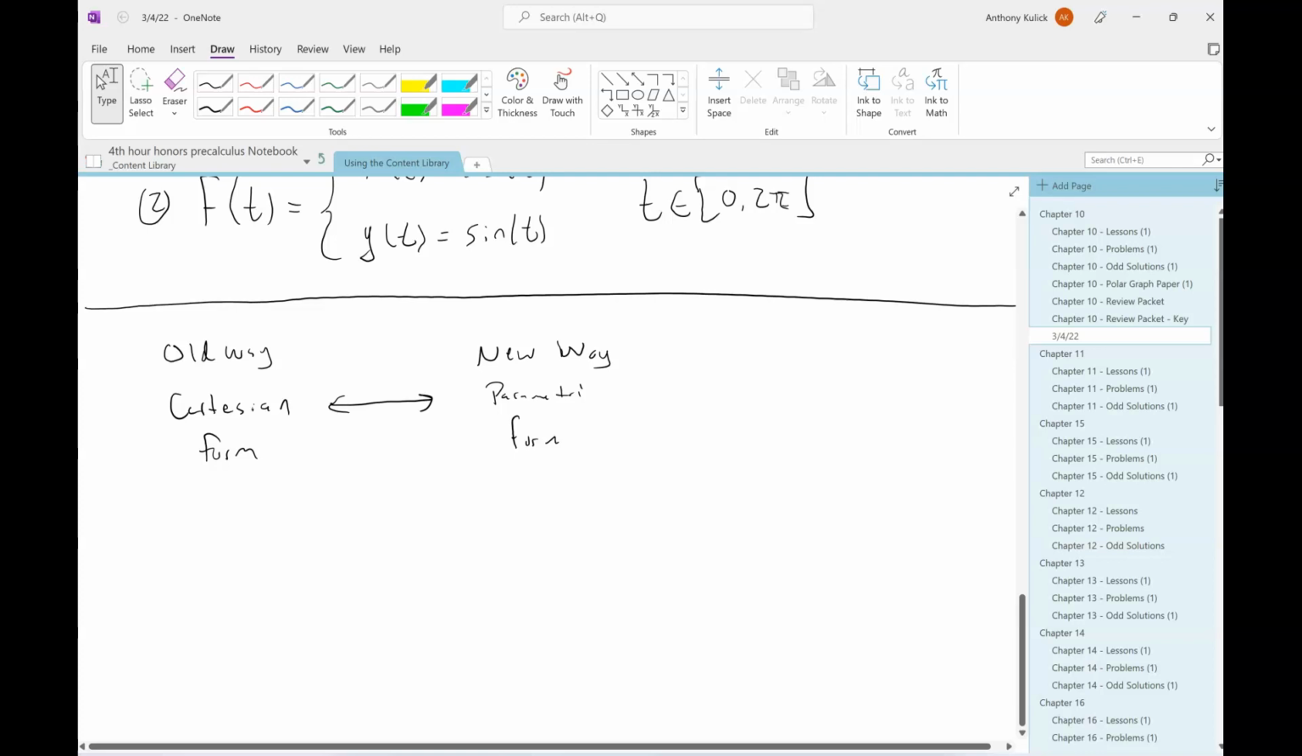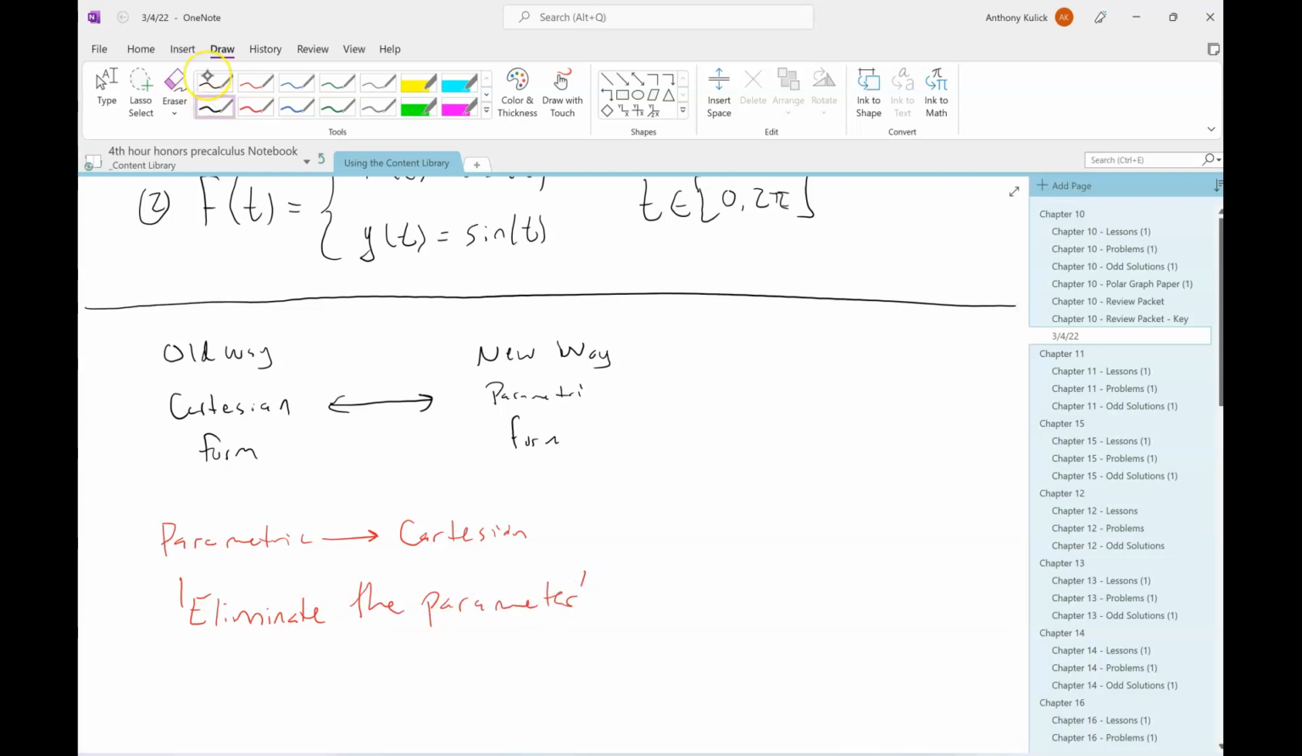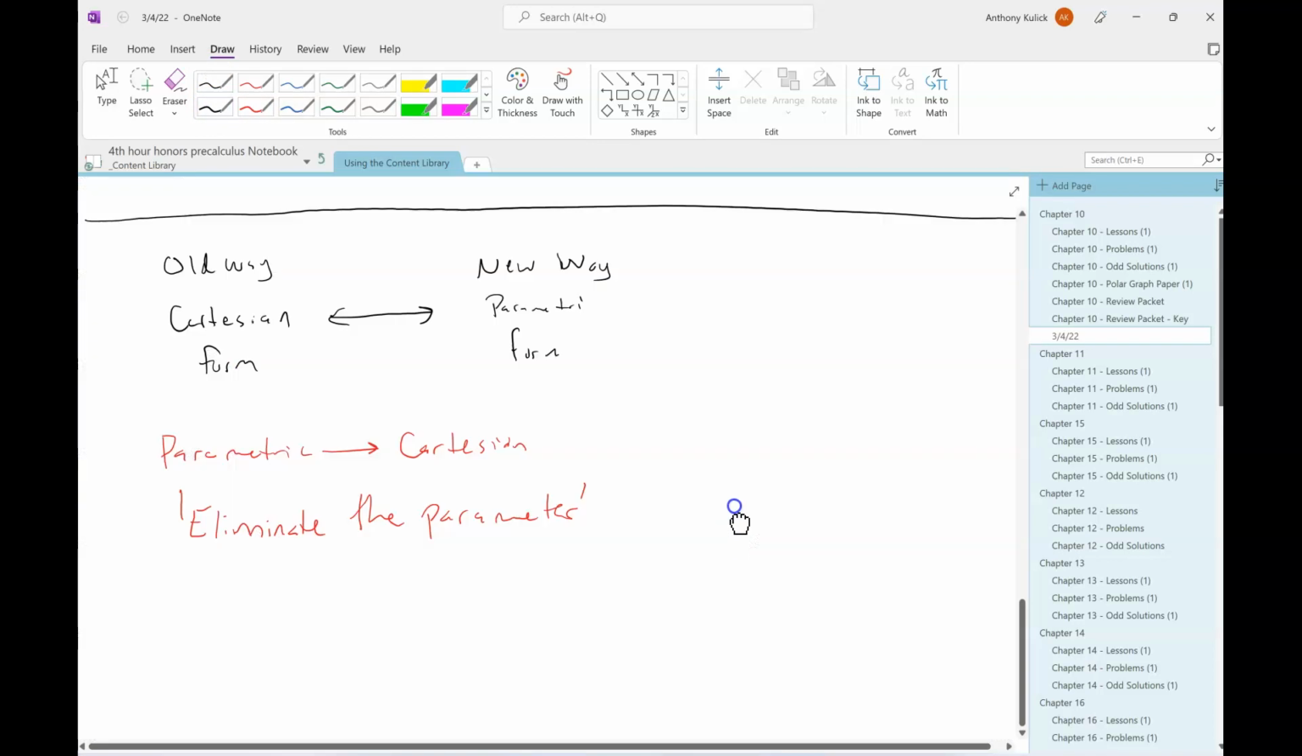Okay, so going from parametric to polar is what we're going to start with first. I'm sorry, parametric to Cartesian. And the direction here is typically going to be eliminate the parameter is kind of the direction that we would give you.